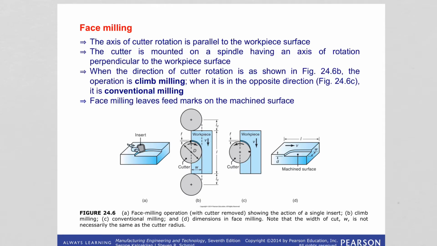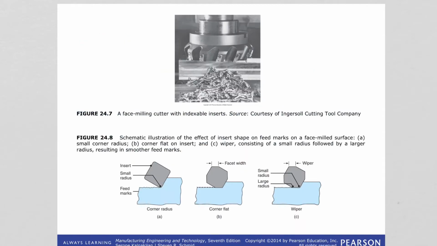So let's look at face milling. And there's a mistake in the slides, so ignore this sentence. Okay, so the cutter, in this case mounted on a spindle, has an axis of rotation perpendicular to the workpiece surface. And you can see it in this actual image, right?